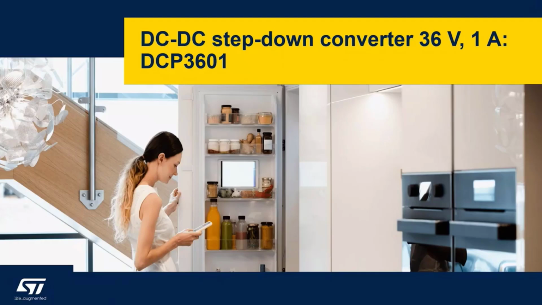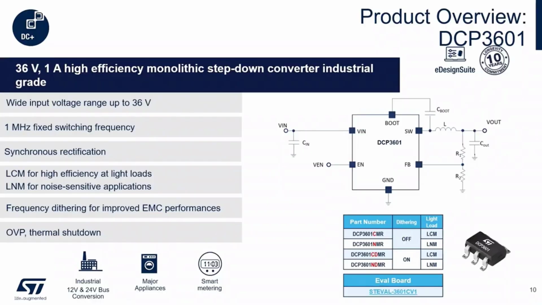I'm going to give you a quick overview of the device that we're going to showcase here. This is our new value 36 volt 1 amp buck regulator. It's a brand new device. It is a cost optimized solution. It's a 36 volt 1 amp synchronous buck.